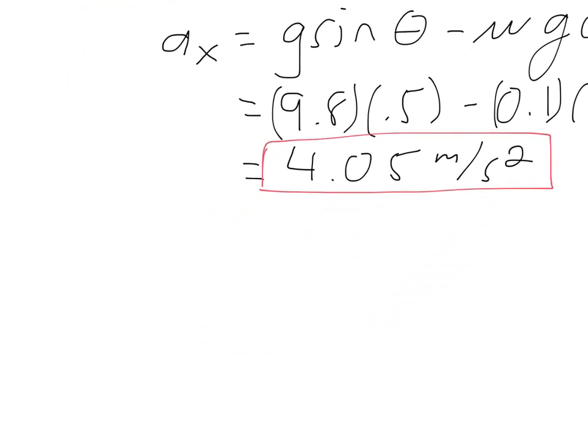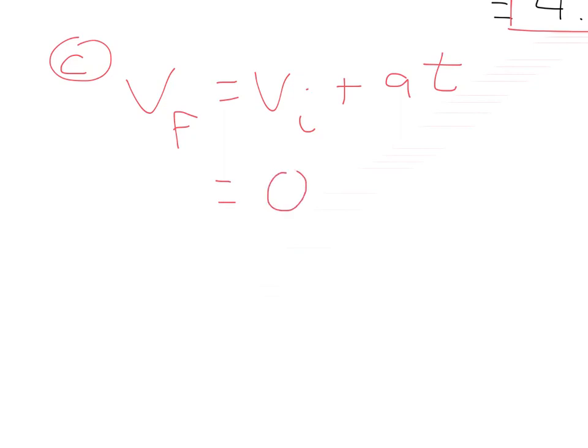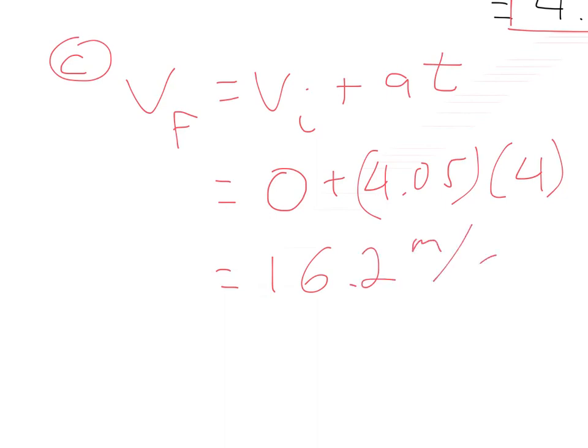Once we know the acceleration, it's an easy step to solving the velocity at the end of a time using a kinematics equation. We know we started from rest. Our acceleration was 4.05, and that happened for 4 seconds. So our final velocity will be 16.2 meters per second.